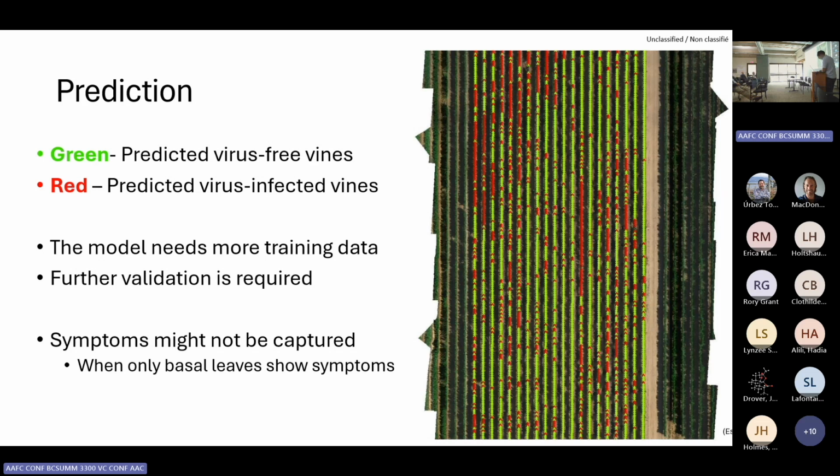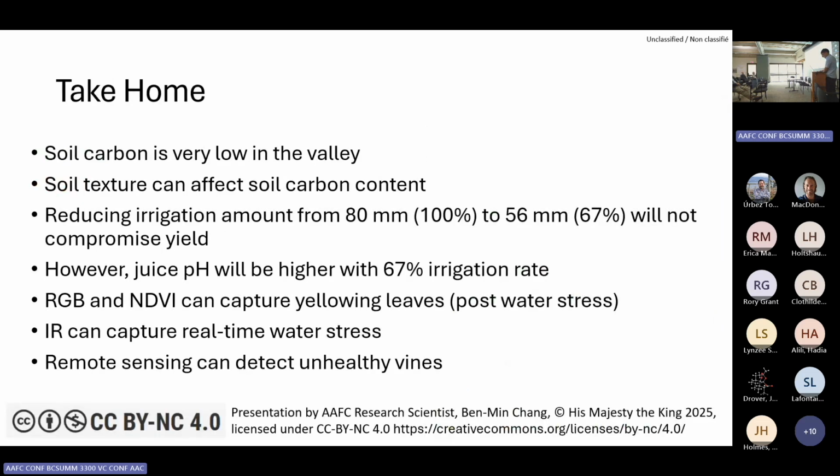Okay, and because of time, let's go to the take home here. Basically, the soil carbon is super low in the valley, and the soil texture matters. Reducing the irrigation amount from 100% to 67% probably will not compromise your yield, but at the same time, you might be able to adjust the juice composition.